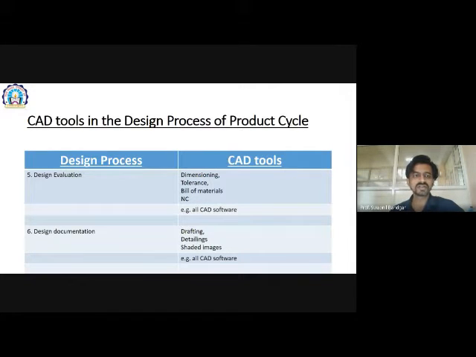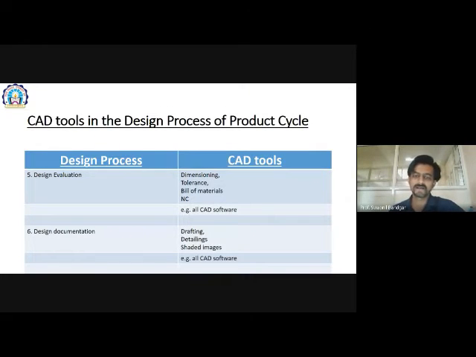Okay, so design evaluation. What we do in design evaluation is add dimensioning to the designs, then add tolerances that make manufacturing easy. Then we make a bill of material that makes purchasing easy, and then we make some NC codes, meaning numerical codes or computerized numerical codes, that make our manufacturing easy. So all the CAD software incorporates these tools: dimensioning tool, tolerance tool, bill of material tool, and NC tools.